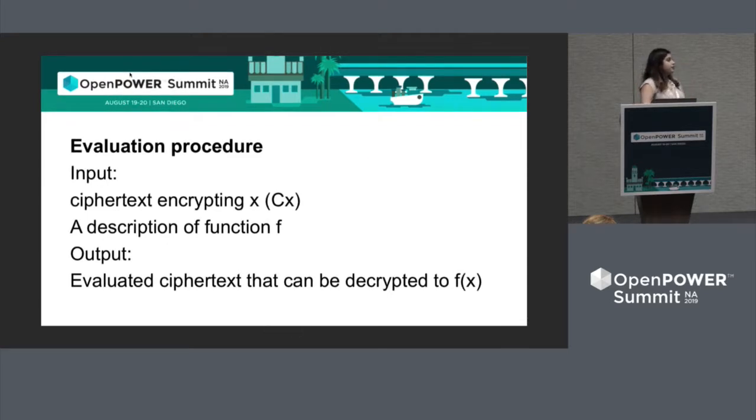There is an important concept called the evaluation procedure, which is a procedure that, given the input of a ciphertext encrypting x and a description of function f, gives out an evaluated ciphertext that can be decrypted later to f(x) by anyone who has the key to decrypt it, which is not the client and is not the server. The server does not have the key to decrypt this.